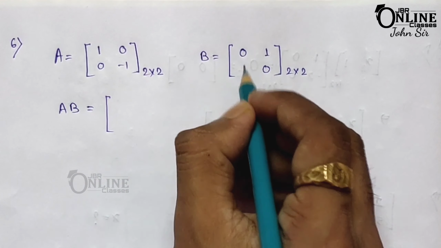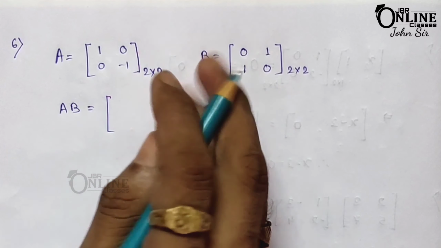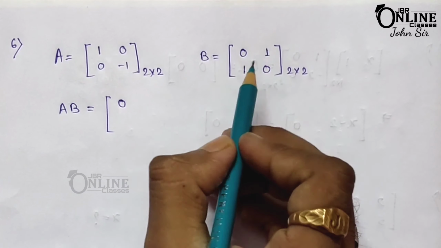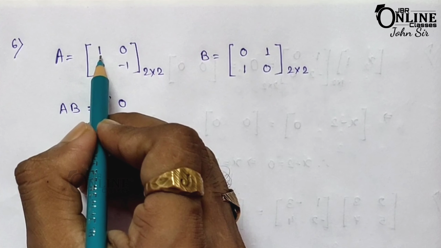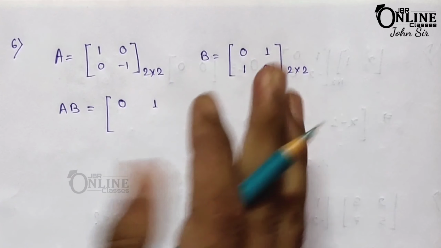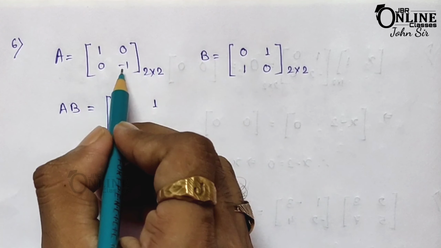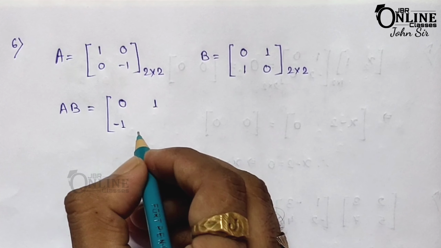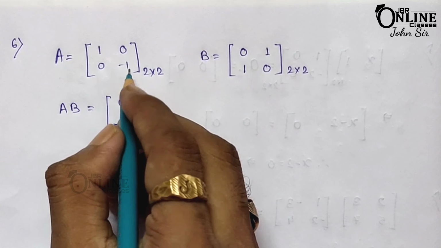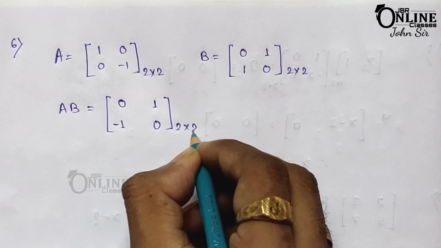Okay, so first row, first column, 0 into 1, it becomes 0, and then 1 into 0, it becomes 0. So final answer, 0 plus 0, that is 0. Next one, here 1 into 1, it becomes 1, and 0 into 0, it becomes 0. So 1 plus 0, that equals 1. Next, 0 into 0, and then 1 into minus 1, so it will be minus 1. Last one, 1 into 0, it's 0, and 0 into minus 1, it becomes 0. So that equals 0. So that is 2 cross 2.